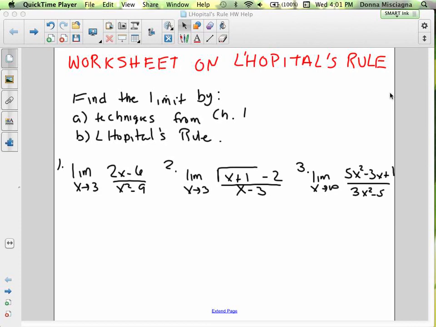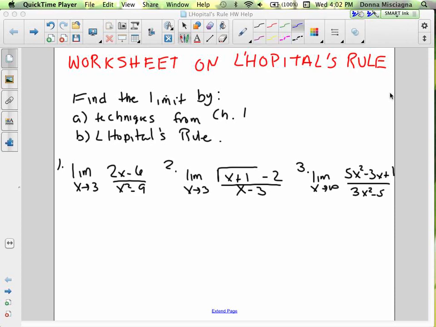It says use L'Hopital's rule, so you don't have to justify. But remember, if this were an AP test, you need to justify that you can use L'Hopital's rule by showing that the limit is indeterminate: the numerator approaches 0 and the denominator approaches 0, or the numerator approaches infinity and the denominator approaches infinity, and so forth. But it specifically states use L'Hopital's rule, so you don't have to justify. As a little reminder, in terms of the techniques from chapter 1, I'm going to give you a hint.